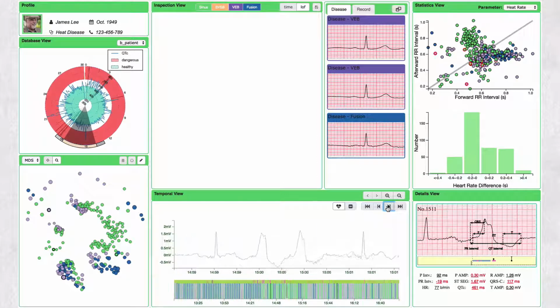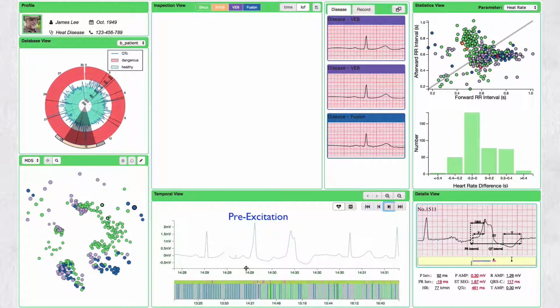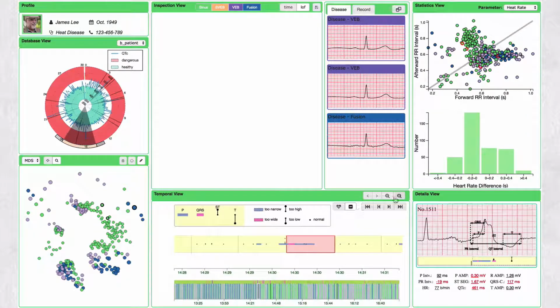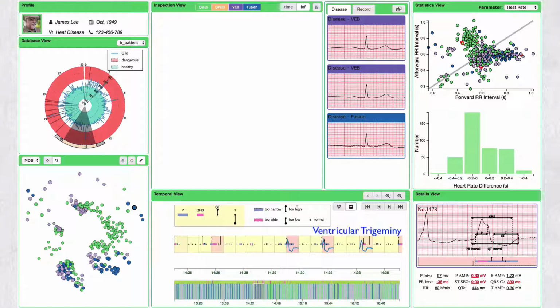First, the doctor used auto detection and finds some noisy signals, as well as pre-excitation. Then the doctor quickly navigates the ECG record around the points by comparing the glyphs and finally identifies the ventricular trigeminy due to the special pattern displayed by this kind of arrhythmia.